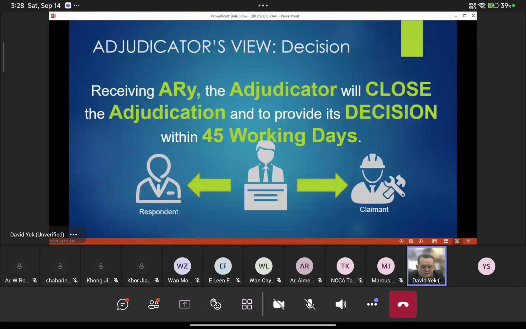After receiving the adjudication reply, the adjudicator will close the adjudication. Close means, okay, enough, I have heard enough of what you are arguing. Please give me 45 working days to come up with my decision. So the adjudication will be closed and the adjudicator will retire and then take 45 working days to come up with his decision. This is what it means.